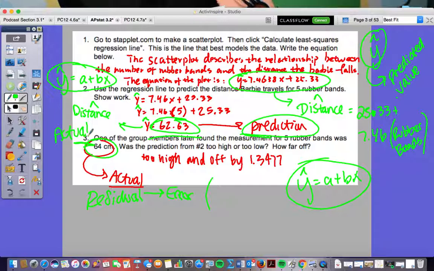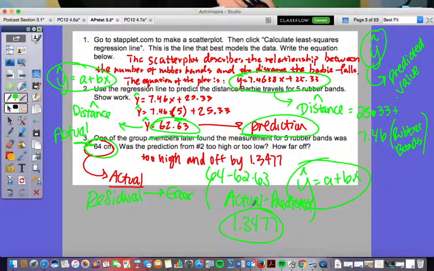We said that we took 64 and subtracted 62.63, which is my predicted, and this is where you really want to get this down. This is the actual minus the predicted. Okay? Actual minus predicted, and we got this value of 1.3477. Is it ever possible to have a negative actual minus predicted? Is there ever a possibility? Yes, there is, isn't there?